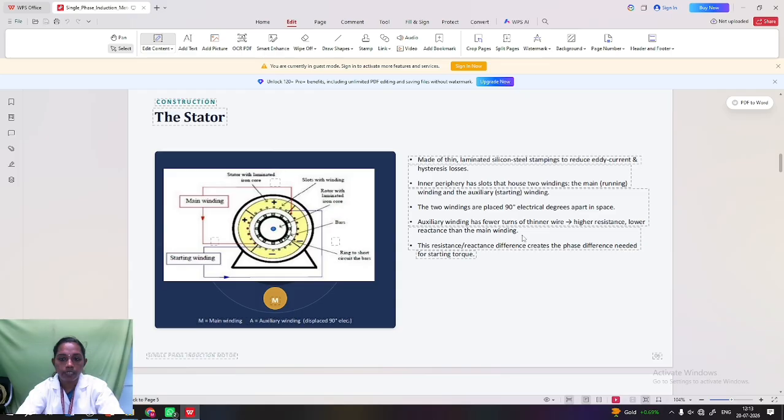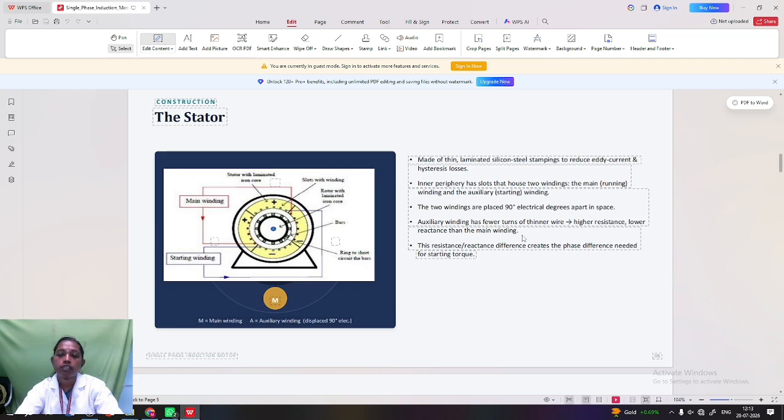One is a main winding, another one is an auxiliary winding. The main winding is called stator winding or running winding. The auxiliary winding is called starting winding. This winding is used only for starting purpose. In order to convert pulsating magnetic field into rotating magnetic field, we have used auxiliary winding. These two windings are placed 90 electrical degrees apart in space.